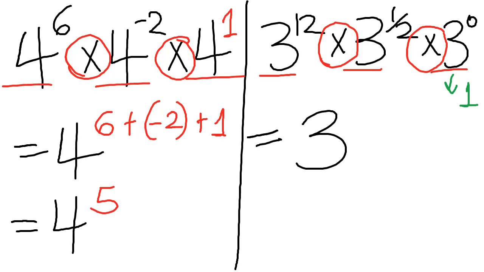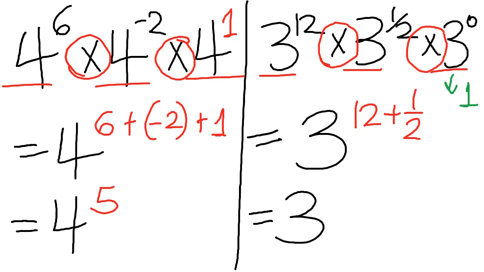So all we have to do is add 12 plus 1 over 2. Our final answer is going to be 3 exponent 12 and a half.